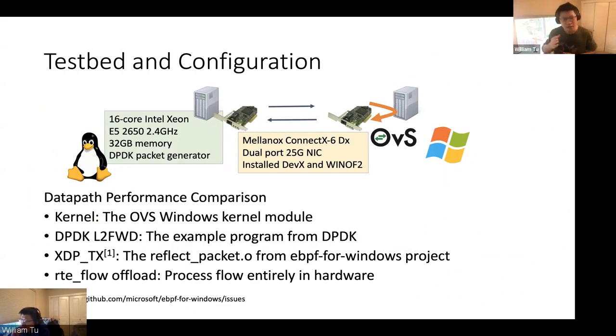And I want to compare, there's another project called eBPF for Windows, and it provides a sample program called reflect packet.o. So this is more like the XDPTX option, which receives a packet from a port and then I think it parses the packet or something. It does some very minimal things and then sends the packet out. And the last one, I want to try RTE flow, or flow, by programming the flow information into the Mellanox hardware.